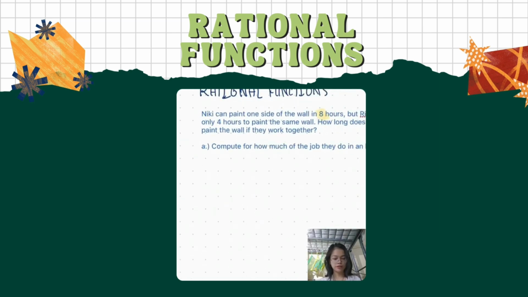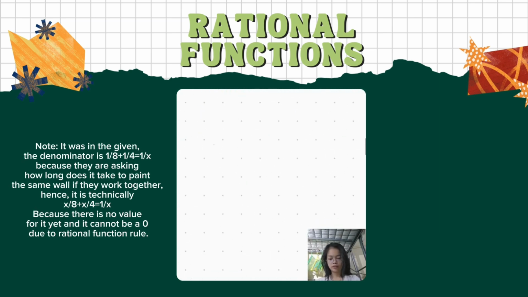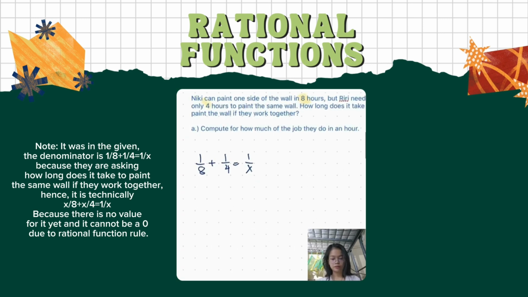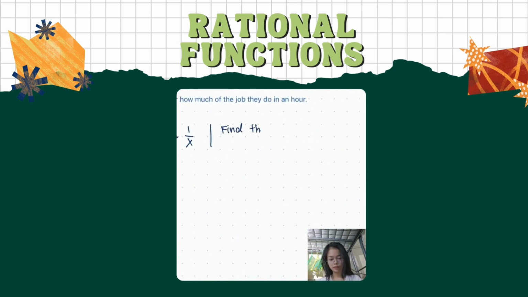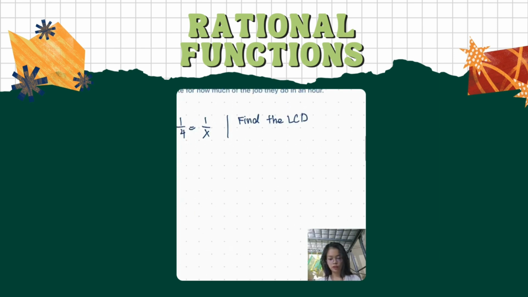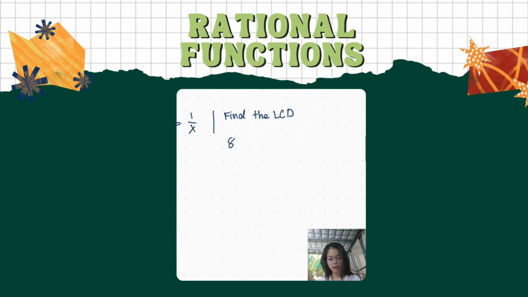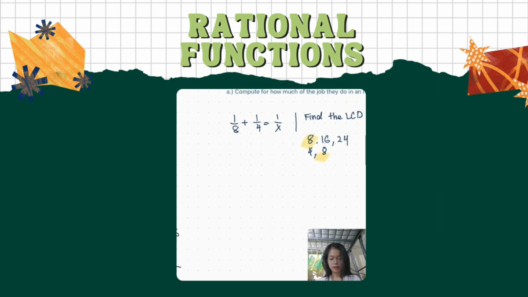So, we have our given here, which is 8 and 4. That will give us 1 over 8 plus 1 over 4 equals 1 over x. Keep a note that x is the value that we are looking for. So, first we must find the least common denominator. If we look at our given, we will start with 8 and 4. Now, since we have the least common denominator, we can stop here.